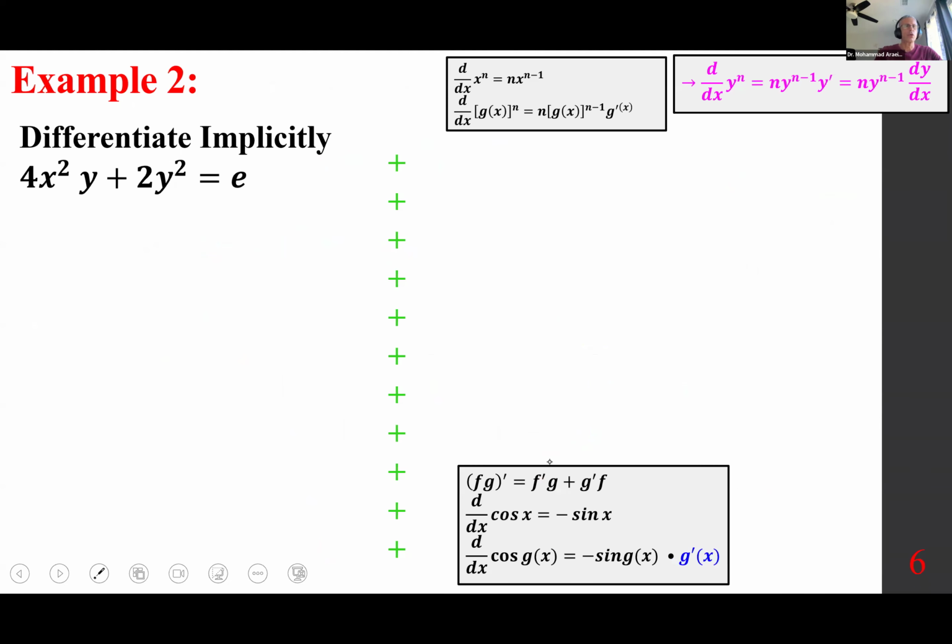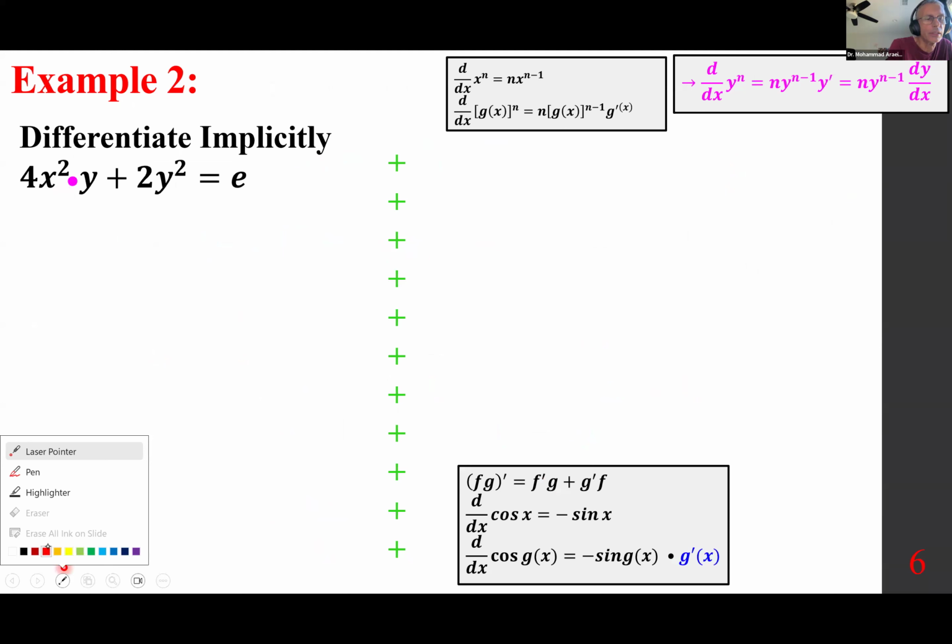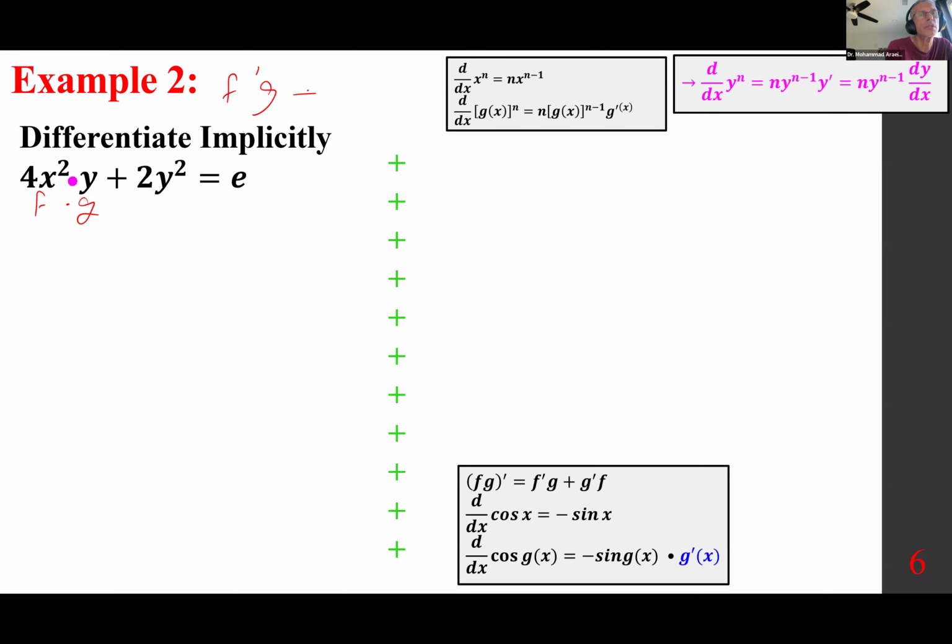Implicit differentiation: for 4x squared y, it is the product of 4x squared and y, and therefore we need the product rule on that. So having said that, we're going to write this as fg, and we're going to use f prime g plus g prime f. So the derivative of 4x squared is 8x times y, plus the derivative of y is y prime times 4x squared.